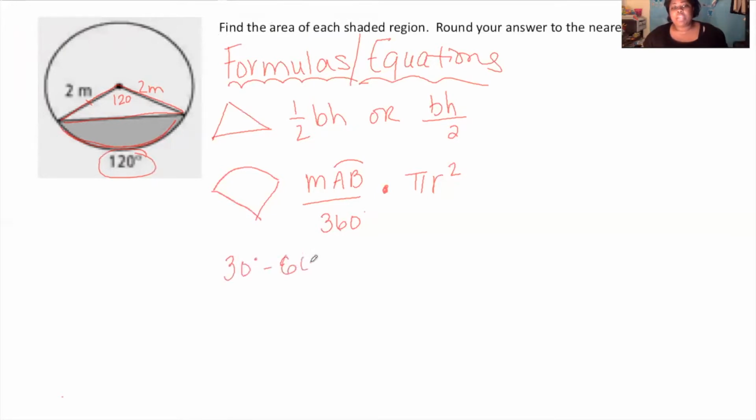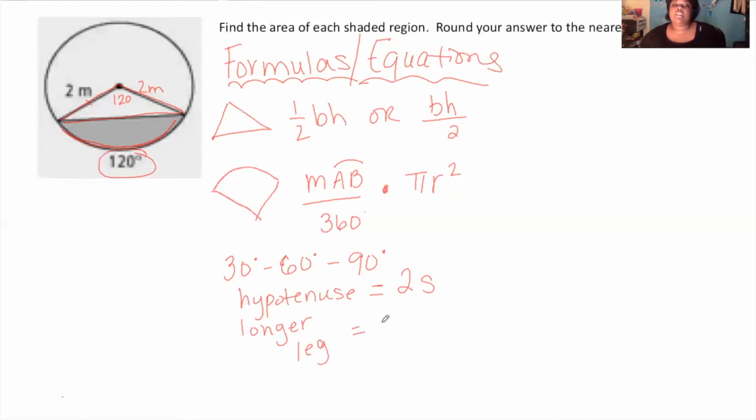If you have no idea what I'm talking about when I say 30, 60, 90, it's a special triangle, and you need to go back and find my video on special triangles because you won't understand it just from this. All right, so it tells me that the hypotenuse is equal to twice the shorter side. It also tells me that the longer leg, and when we get there, I'll show you how to identify it if you don't know.